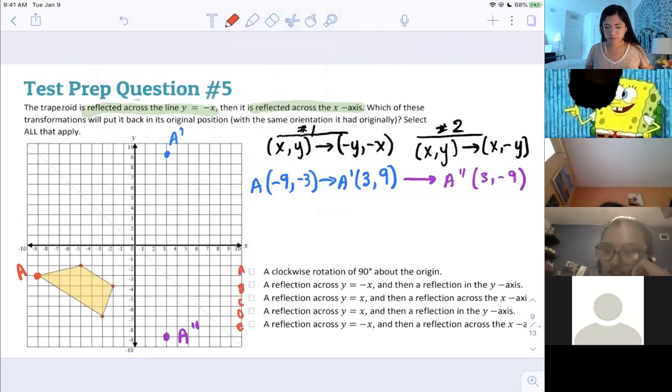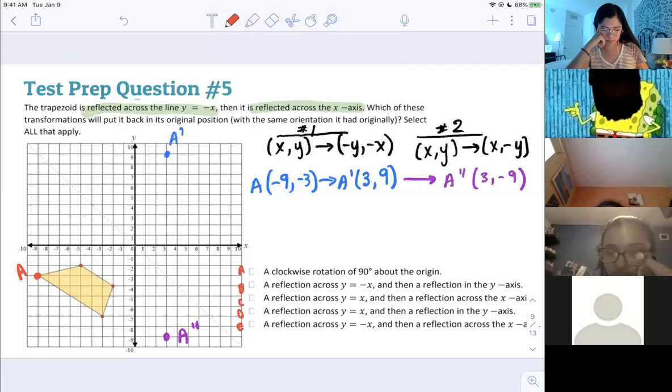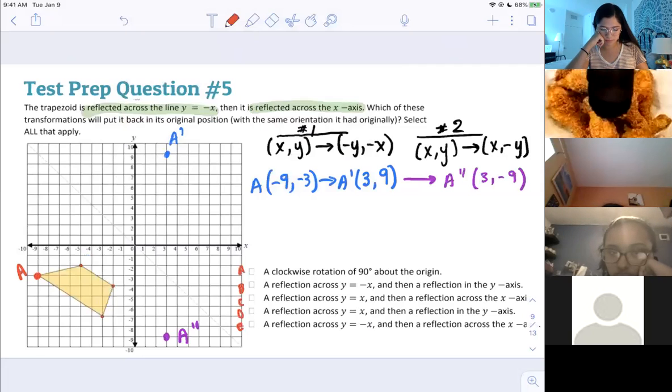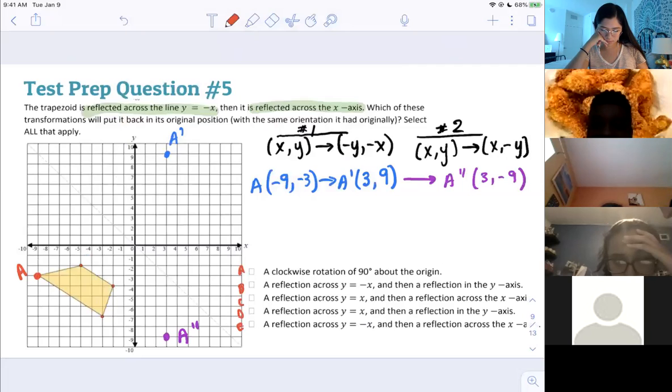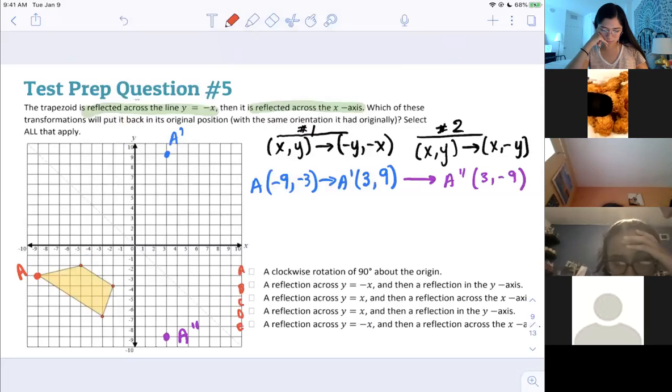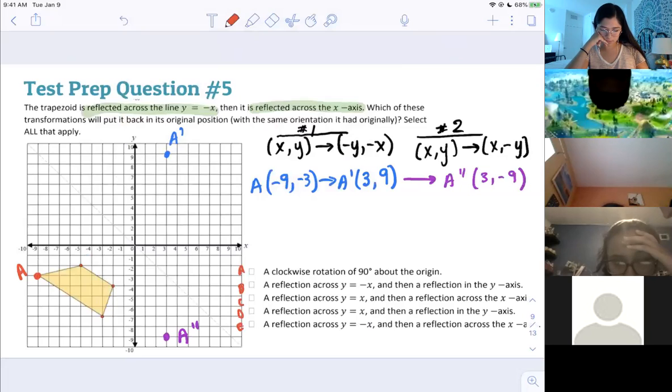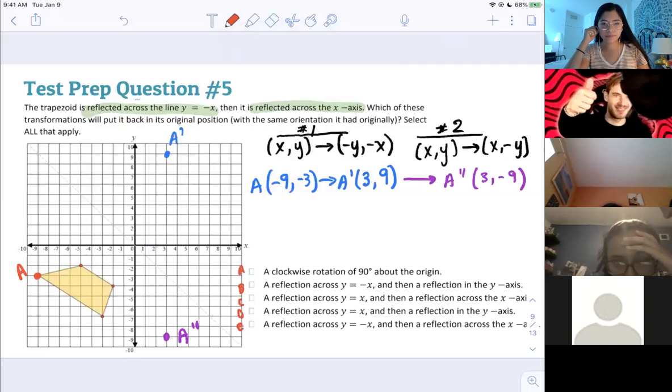When they mean the origin, they mean 0, right? Yes. The origin is always 0, 0. Miss, when it says about the origin, does it mean above the origin? About means around. Oh, okay.